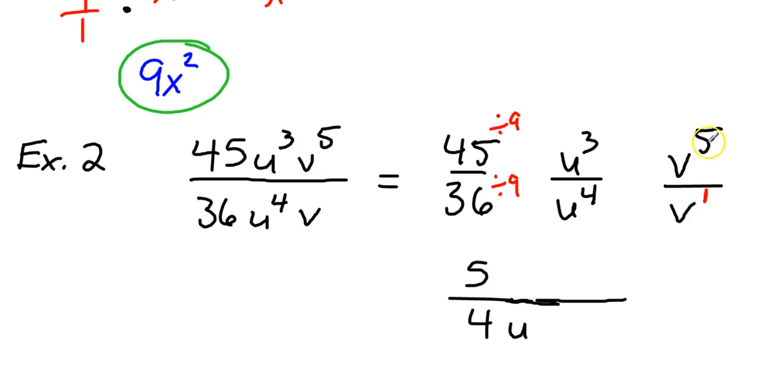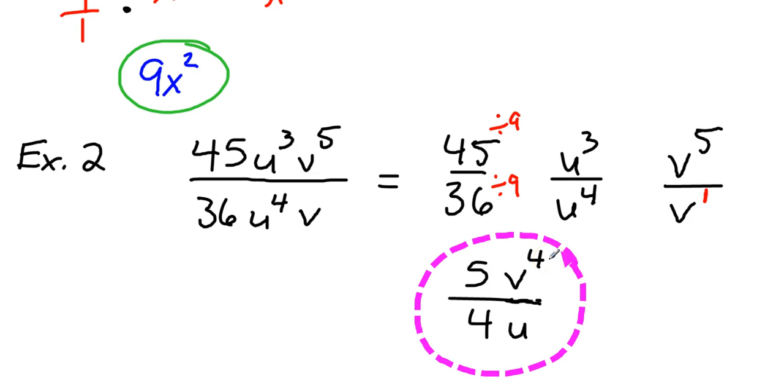Alright, v^5 and v^1. 5 minus 1 is 4. Your bigger power is in the top, so you have to have 4 v's left over in the top. There you go. So no matter how many variables they give you, just take it one piece at a time. Simplify the fraction first, and then take one variable at a time as you go through those, and break it down.